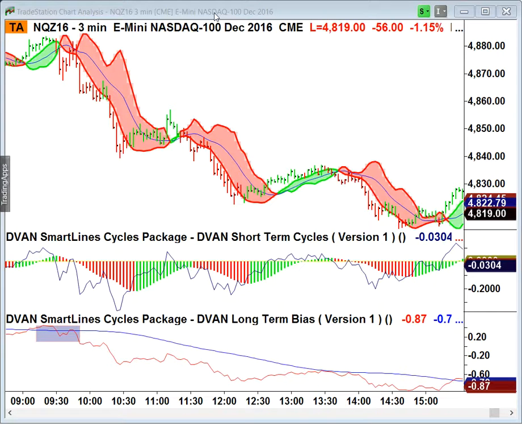We're looking at the DVAN SmartLines package available on the TradeStation TradingApp Store. As a refresher, the DVAN SmartLines package consists of three indicators.